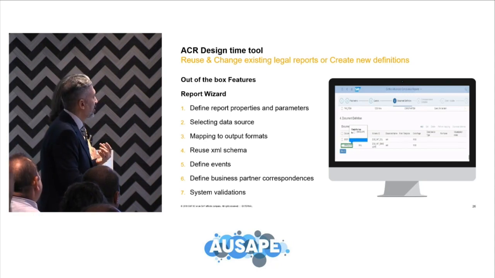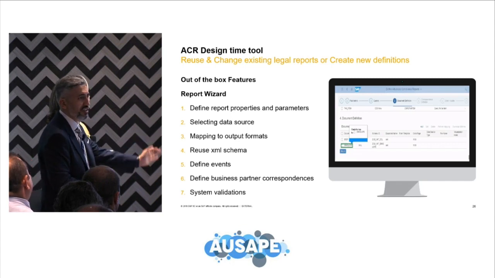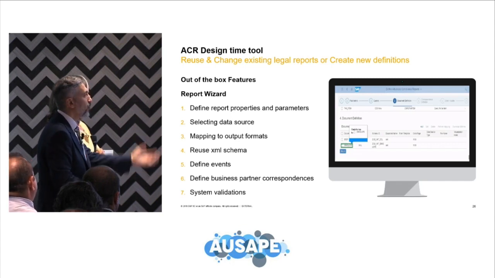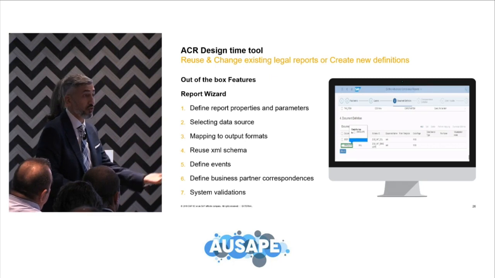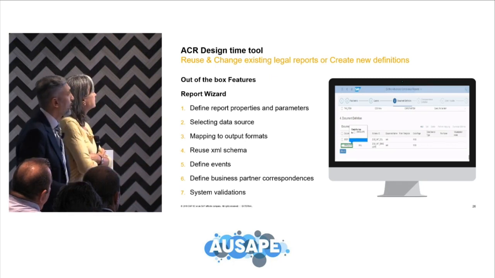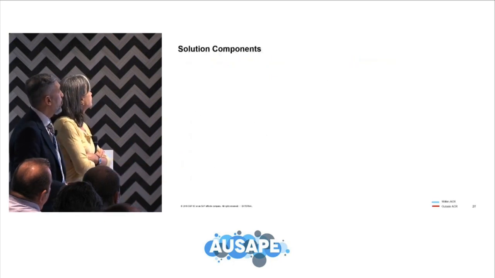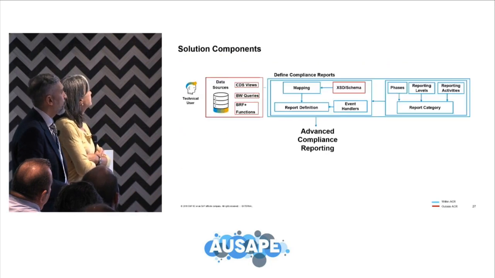And then you start mapping this to the output format that you want to generate. You can reuse some of the schemas that have been defined. Define when this report will be generated, these are the events. And finally, do whatever validation and the report is up and running. You can use it. So it's a really simple tool that can be used by you, and at the end of the day, you do that.